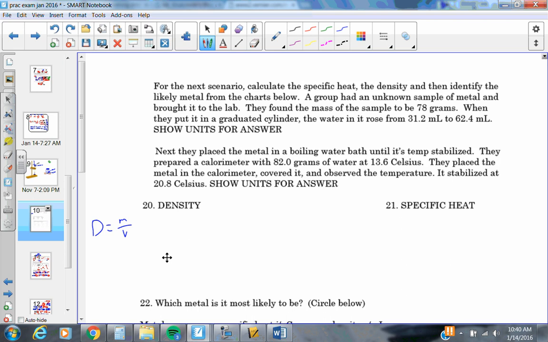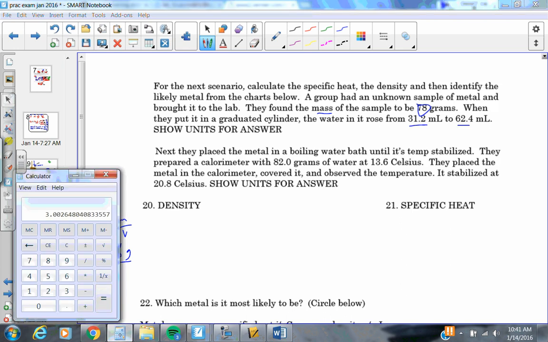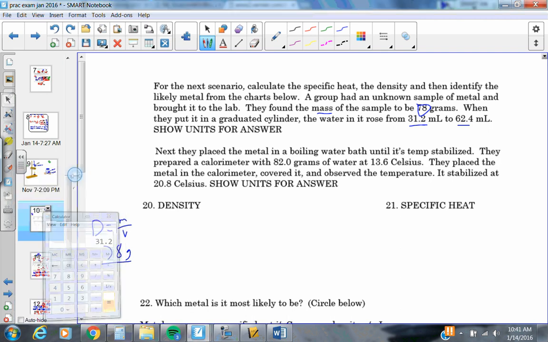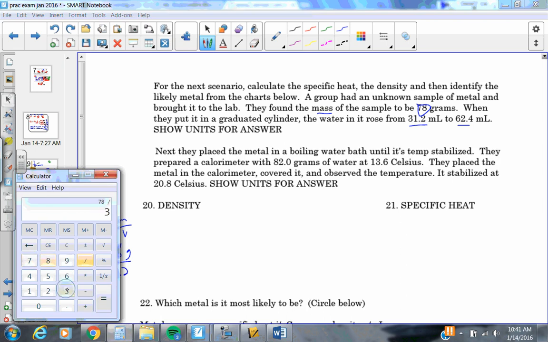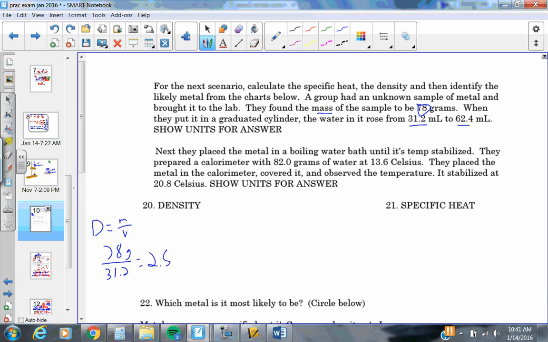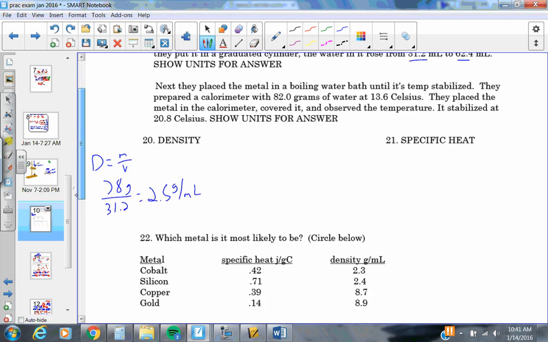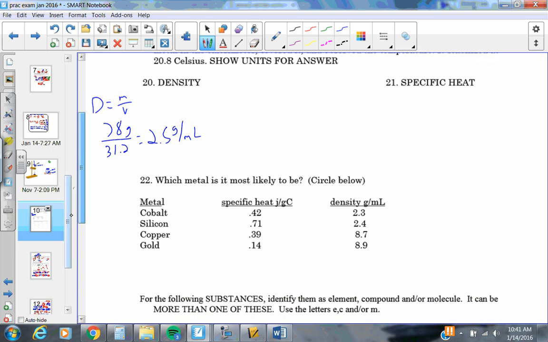So I have to figure out how much mass of sample I have. 78 grams. And what is its volume? Well, when we put it into a graduated cylinder, it rose from 31.2 to 62.4. So 62.4 minus 31.2, it's a change of 31.2. 78 divided by 31.2 equals 2.5 grams per milliliter.